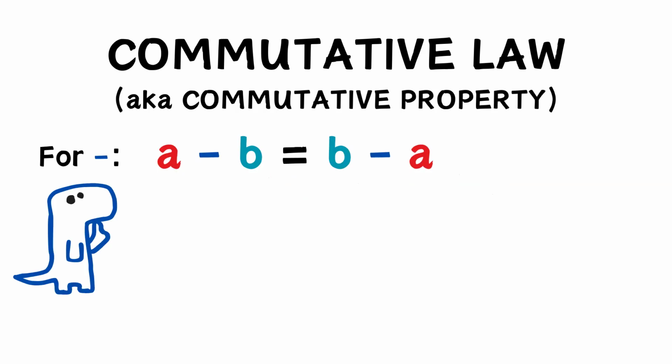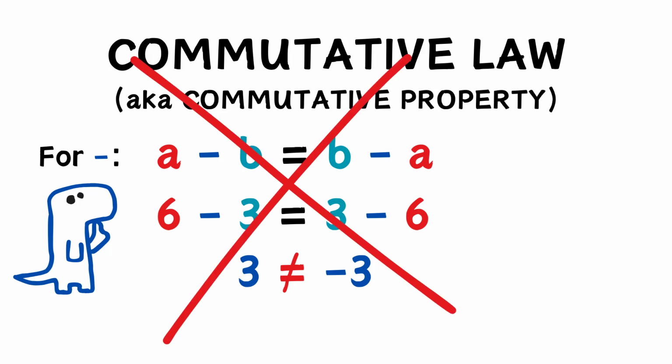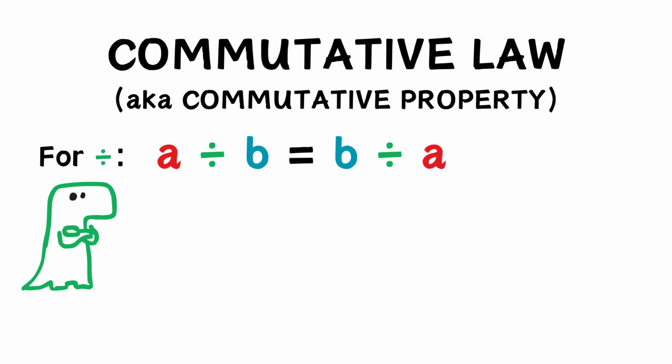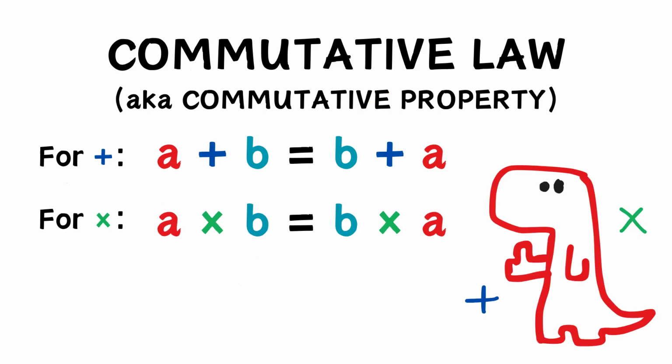If we try making a commutative formula for subtraction, we get 6 minus 3 equals 3 minus 6. But if we solve these expressions, we find that 6 minus 3 equals 3, while 3 minus 6 equals negative 3. These results are different, so the law does not work for subtraction. And similarly, if we tried using the commutative law for division, 6 divided by 3 equals 2, but 3 divided by 6 equals 1/2. Different results again. So remember, the commutative law is just for addition and multiplication.